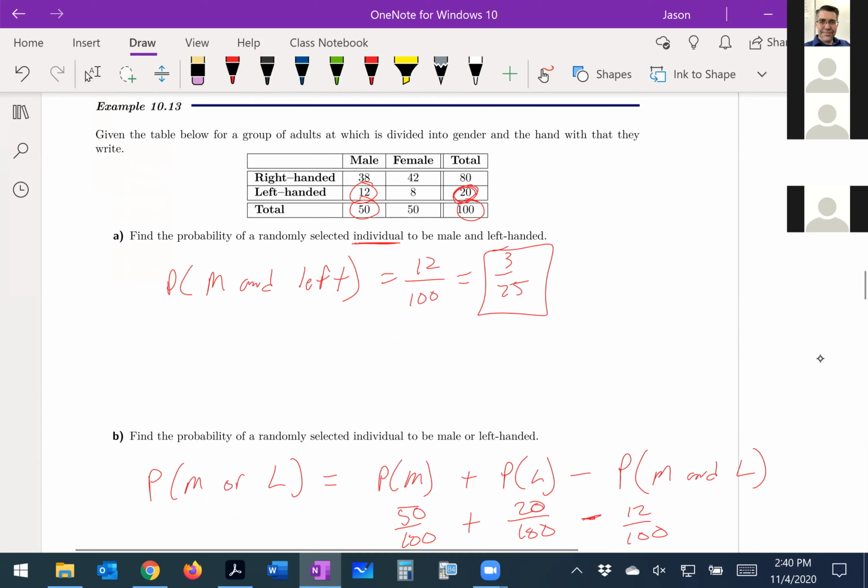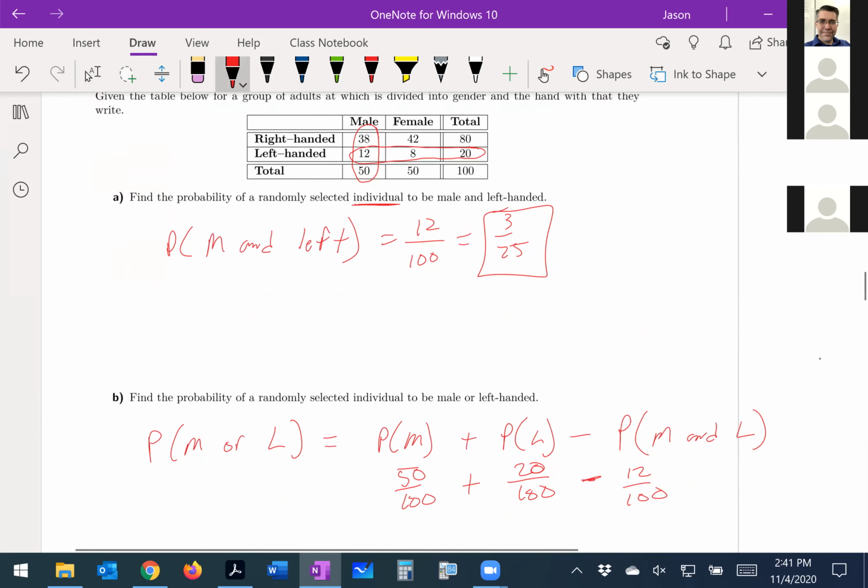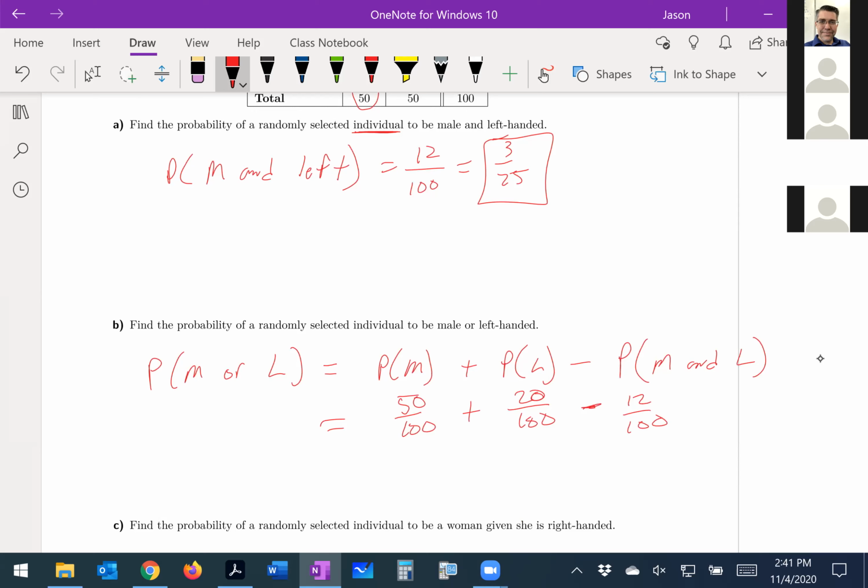Minus the overlap. Why? Because I would have counted it twice. I want all the left-handers and I want all the males, and I just don't want to count the male left-handers twice. So the males are 50 out of 100. The left-handers are 20 out of 100, but I don't want to count the male left-handers twice in my group, so I have to subtract off once. So this is going to be 50 plus 20, which is 70, minus 12, which is 58. So this is 58 over 100. Those are both divisible by 2. So I get 29 over 50.